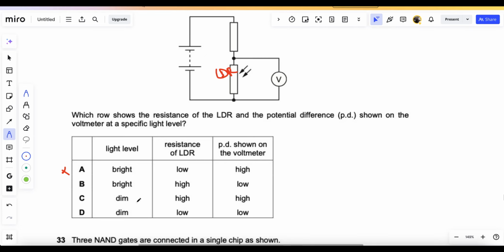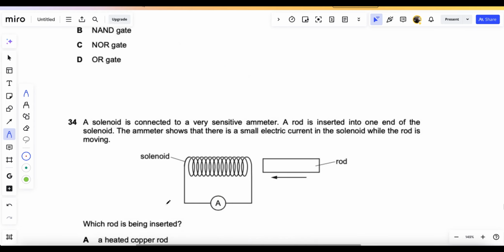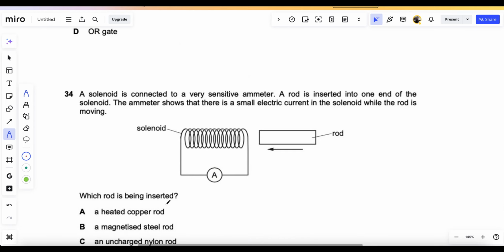So when the light is dim, resistance is high. If resistance is high, the voltage is high, because voltage is directly proportional to resistance. V equals I R. So the voltage will be high. So C is the most correct one. We go to the next question, question 33, as fast as we can.